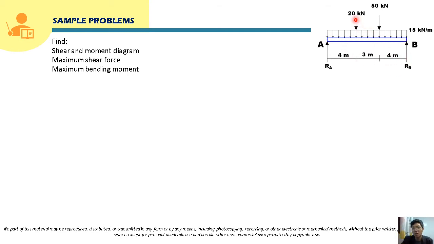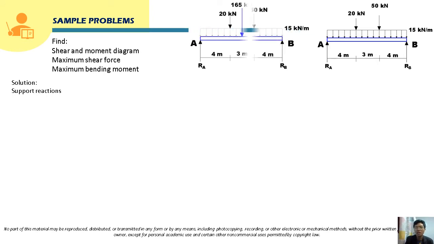There's also a concentrated load here, 20 kilonewton, which is 4 meters from here, and then 50 kilonewton, which is also 4 meters from the other side. From here, our first step is to solve the support reactions.